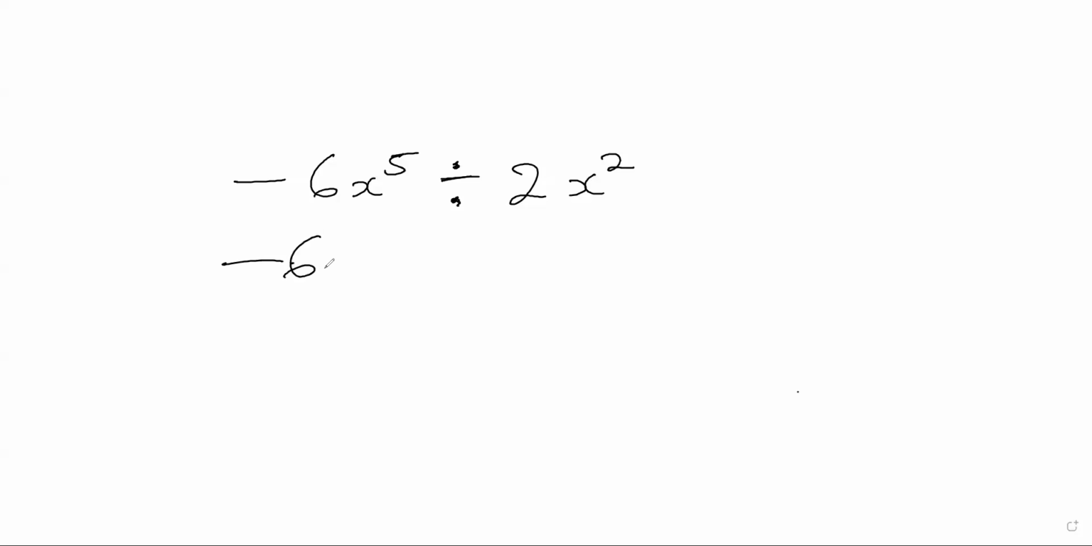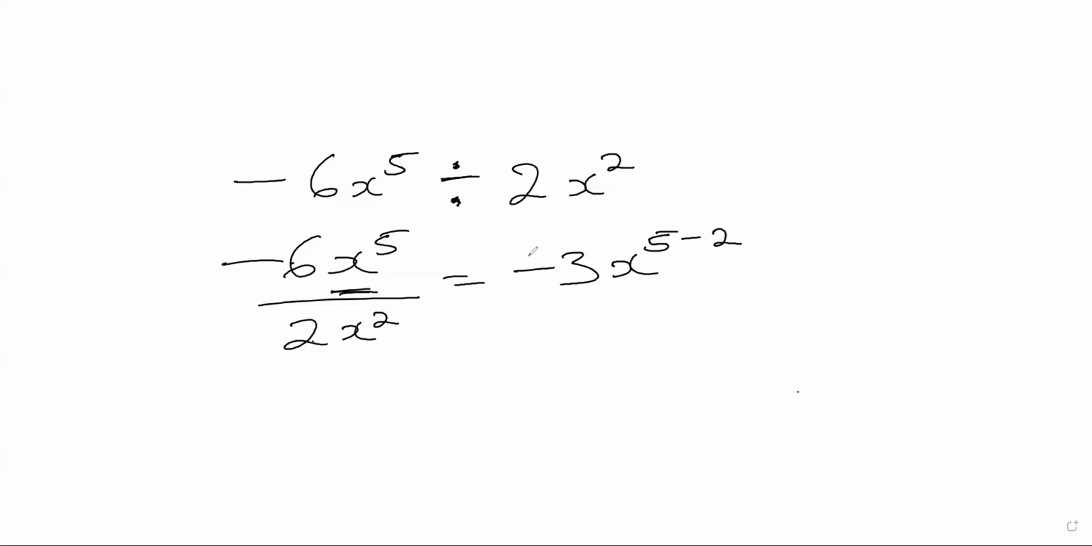So we divide the numbers normally, right? So 2 into negative 6, that will leave negative 3. For these now, when you are dividing, you subtract. So it will be 5 take away 2. So 5 take away 2, 3. Remember, when we're dividing, it's as if we subtract.